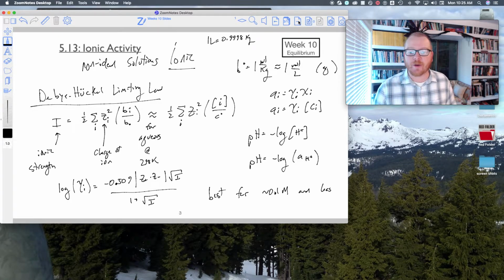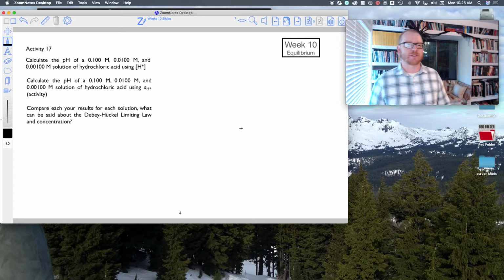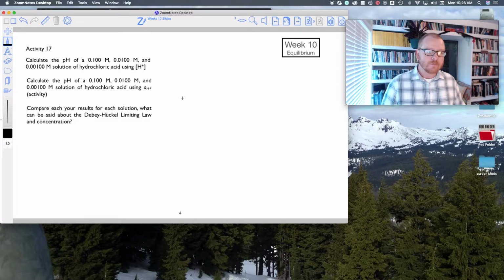So let's do some sample calculations to show you where all this comes from. Okay. So here's a couple problems. I'm only going to calculate a few parts of this. Calculate the pH of a 0.1, 0.01, and 0.001 molar solution using H+. Okay, great. Well, hopefully this is a nice stroll down memory lane.